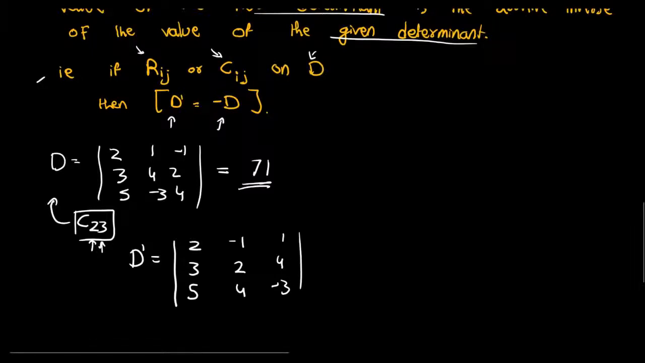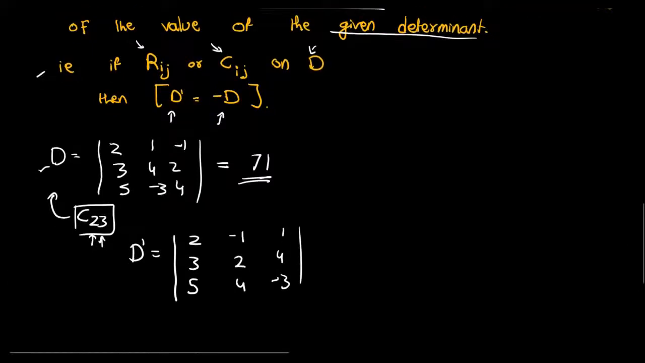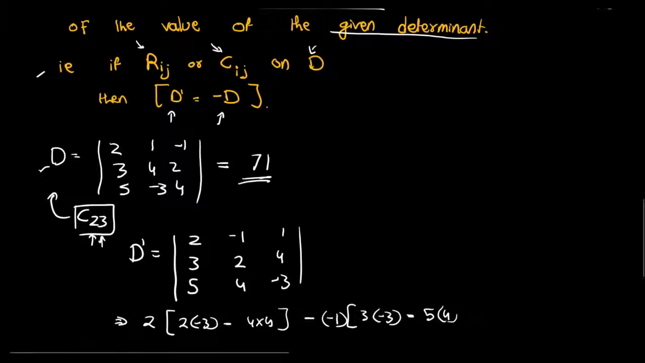Now let us find the value of this one, and let us see whether it is equal to the negative value of our original determinant, which is 71. Now let us solve the value for this determinant, which is given by 2 times (2 minus 3), minus of 4 times 4, which is this one, right? Minus of minus 1 times 3 times minus 3, minus of 5 times 4, plus of 1 3 times 4, minus of 5 times 2, right?